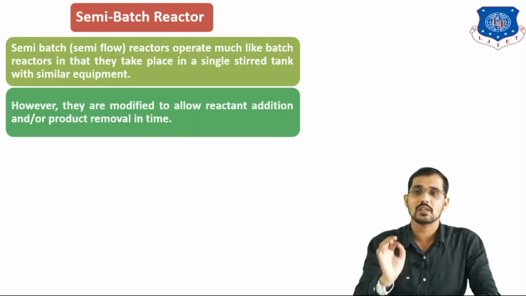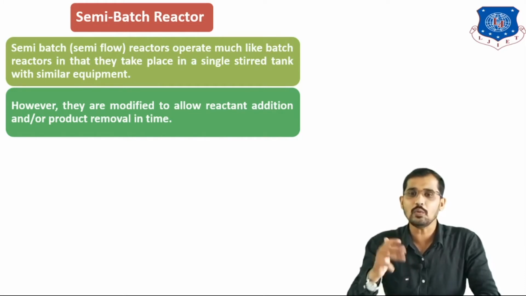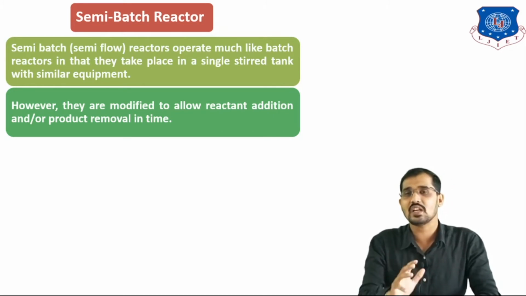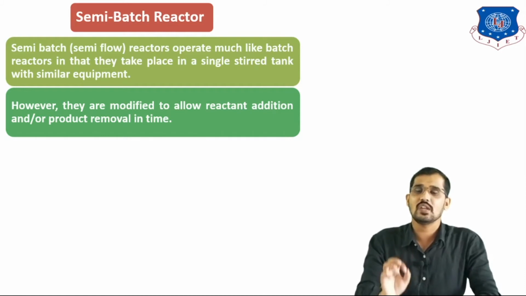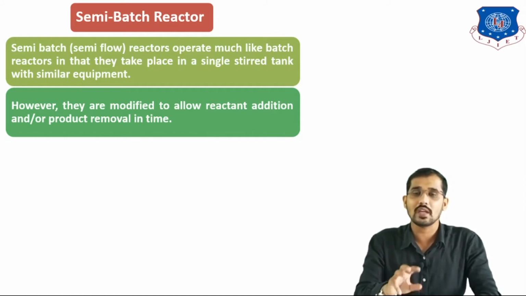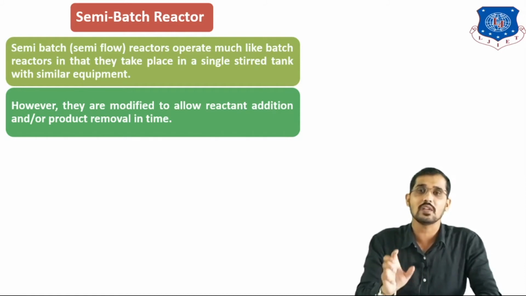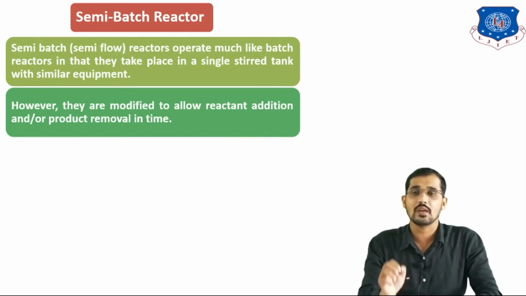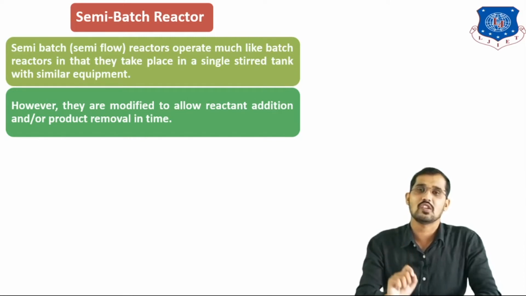According to the second point, semi-batch reactors are modified to allow reactant addition and product removal during the reaction. This is the difference between a batch reactor and a semi-batch reactor. In a batch reactor, we cannot put in or take out anything from the reaction mixture during the reaction. But in a semi-batch reactor, we can put in or take out a specific amount of the reaction mixture during the reaction. So this is the beauty of the semi-batch reactor.